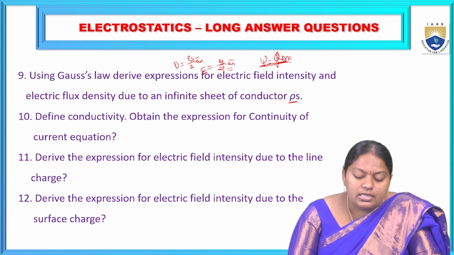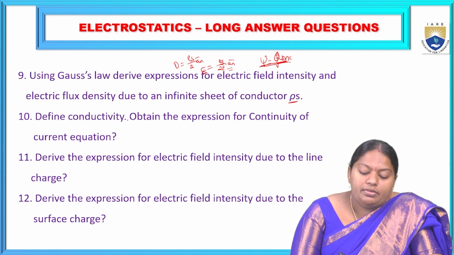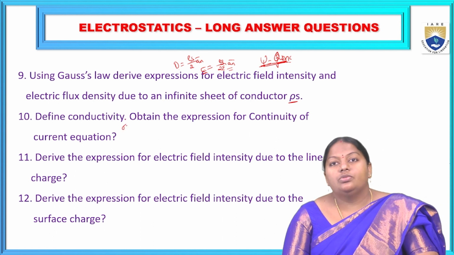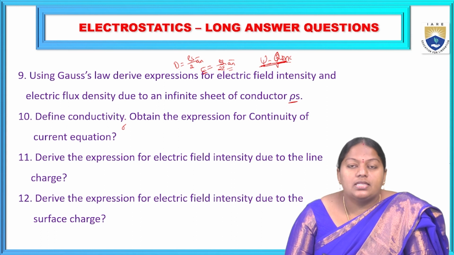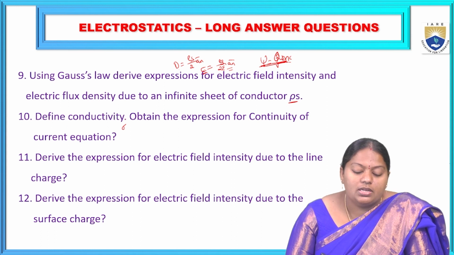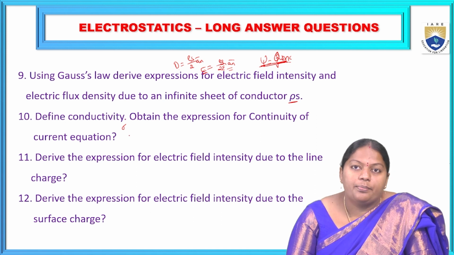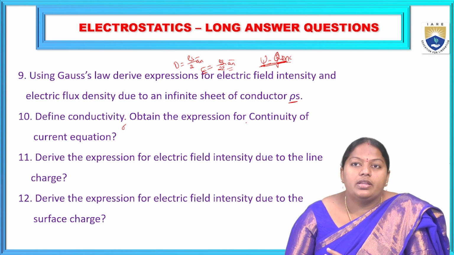Next, define conductivity and obtain the expression for the continuity of current equation. Conductivity, in general, is represented with sigma. It is the property of a material that exhibits electric conduction, and it is represented with sigma. Then we obtain an expression for the continuity of current equation.